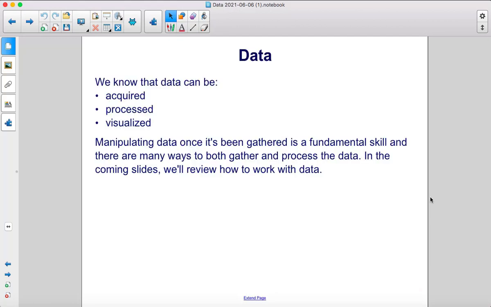We know that data can be acquired, processed, and visualized. Manipulating data once it's been gathered is a fundamental skill, and there are many ways to both gather and process the data. In the coming slides, we'll review how to work with data.